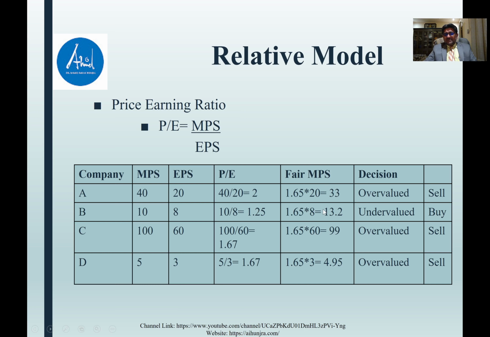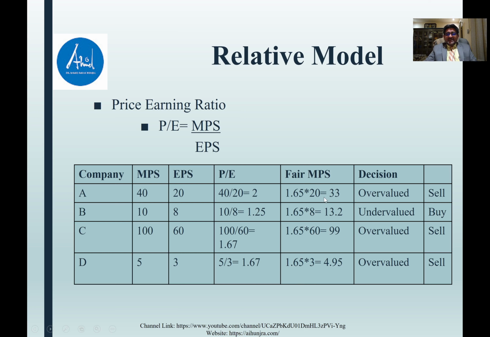For company B, the fair price is the price earning ratio of the industry multiplied by EPS of firm B. Its value is 13.2. Then the price to earning ratio of the industry, that is 1.65, multiplied by EPS of firm C. So the fair price value is 99, and same for firm D.